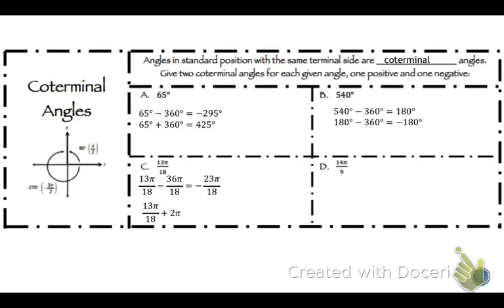So now we're just going to add it, do the same thing. So we have 13 pi over 18 plus 2 pi. Put that over 1. Multiply top and bottom by 18. So that becomes 49 pi over 18.